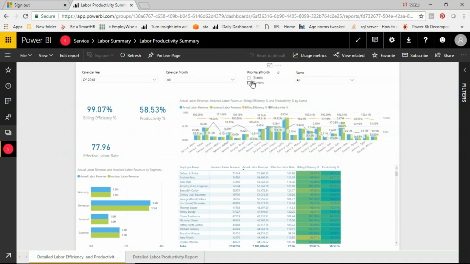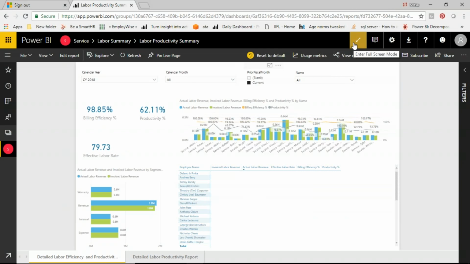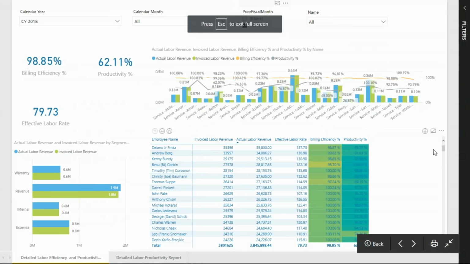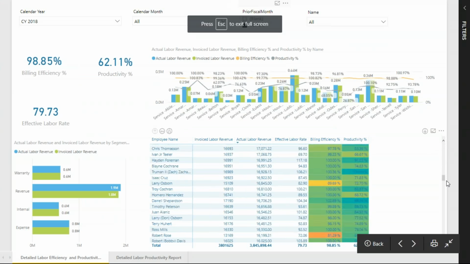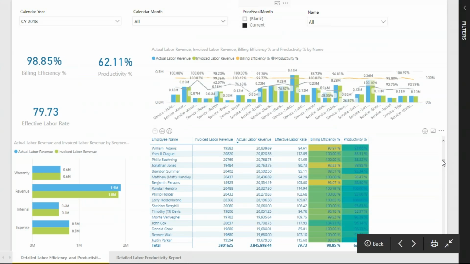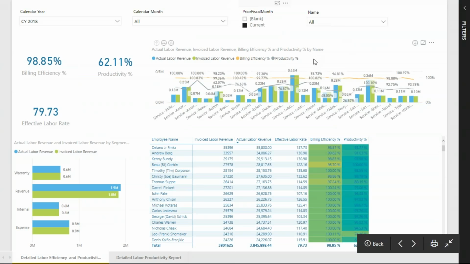I want to pull up the report we used to have. John, have you been processing your monthlies or is it not getting processed? They were supposed to go, but the job didn't run. We've had a heck of a time with jobs. All right, so essentially this is one of the key reports on the service side, looking at the billing efficiency, the productivity, and the effective labor rate.